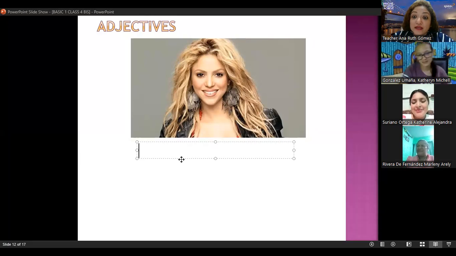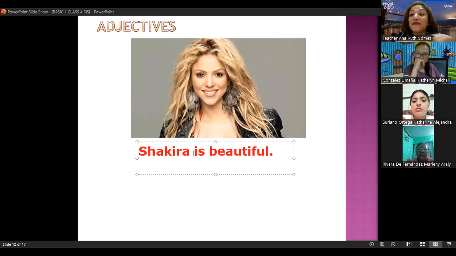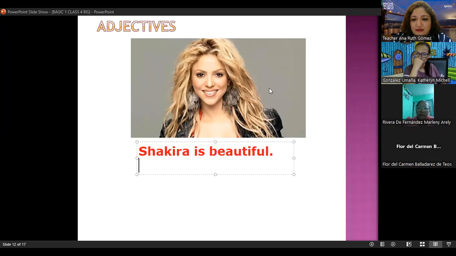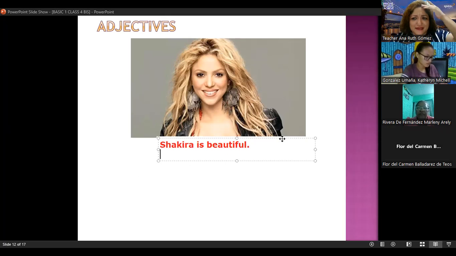All right, now. Well, if we can think about adjectives to describe Shakira, what adjectives can we say? I will tell you. Beautiful. This is one. Shakira is beautiful. Okay, what else? Describamos a Shakira. Let's describe Shakira. Shakira is beautiful. She is beautiful. Okay, yes, it is possible. She is beautiful, yes. The two possibilities are okay. What else? The two options.